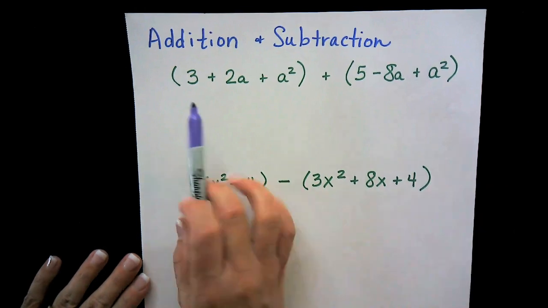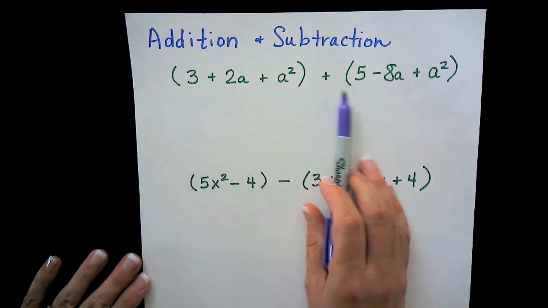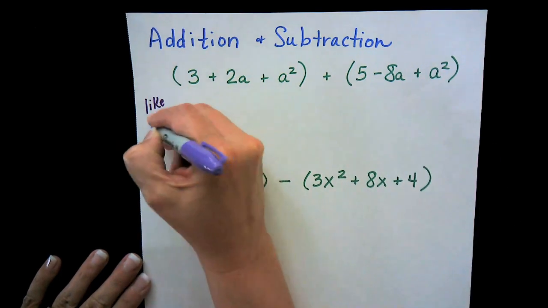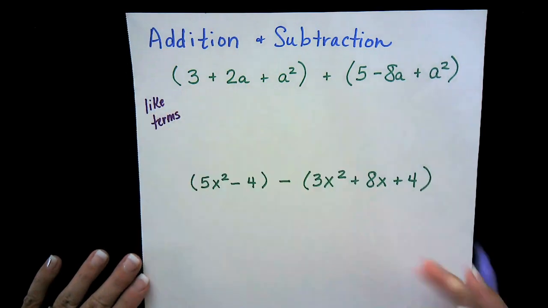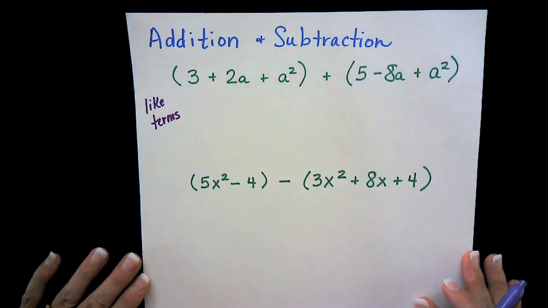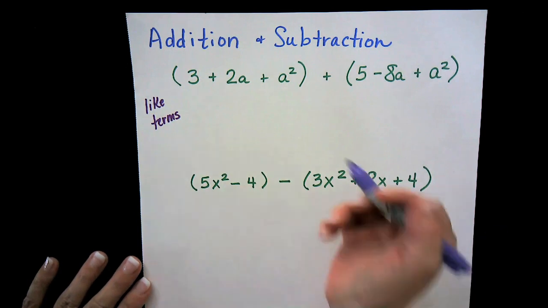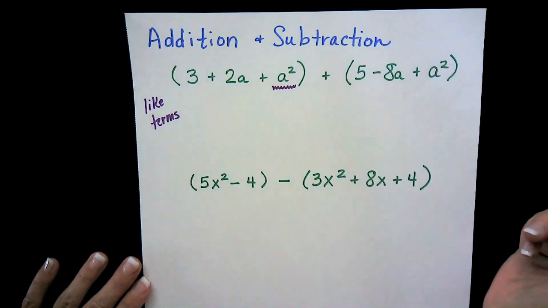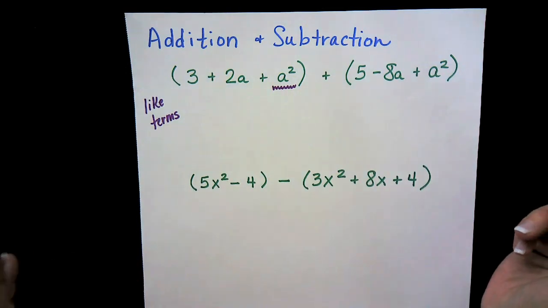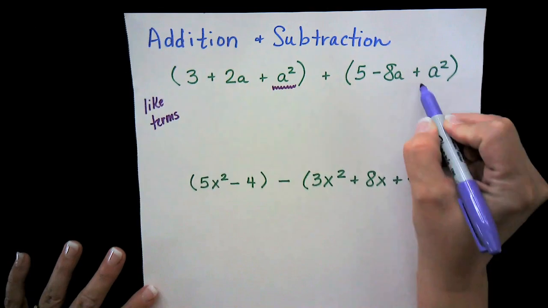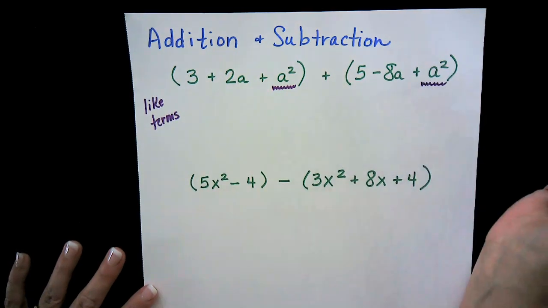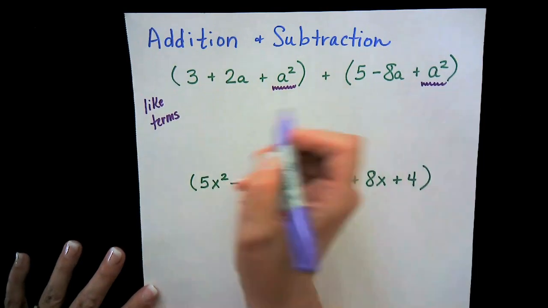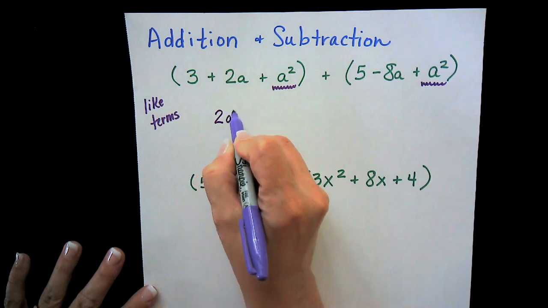So when we have polynomials and they're being added together, we want to look for something called like terms. Like terms have the same variables and the same exponents. So if I look for a like term to go with a to the second, I need to look for another term that has an a to the second in it. So you can see that here. 1a to the second plus another a to the second will give me 2a to the second.